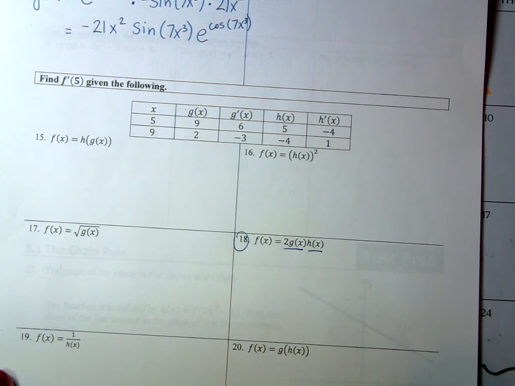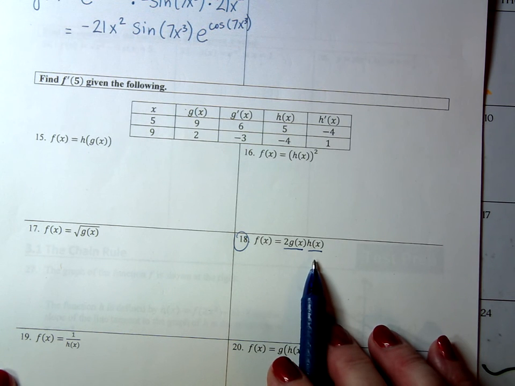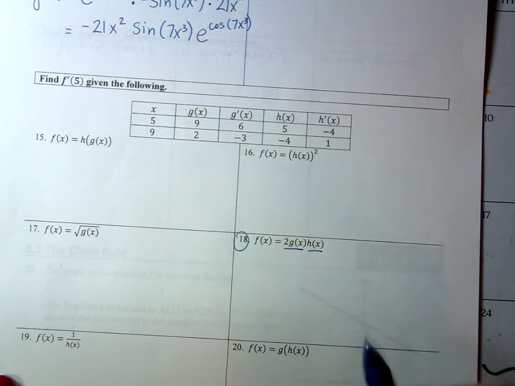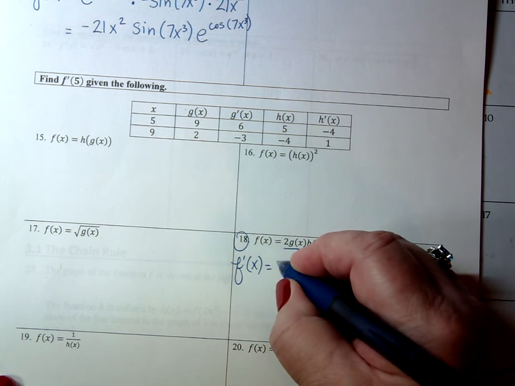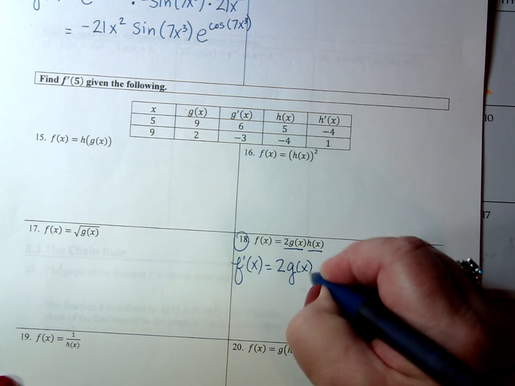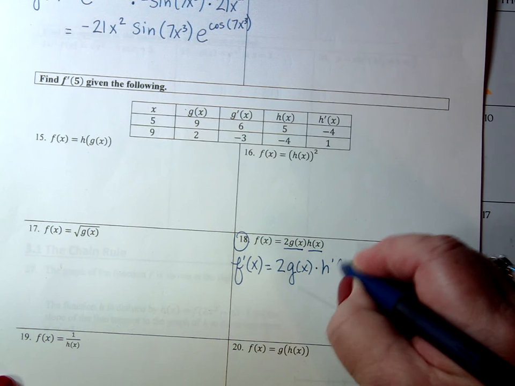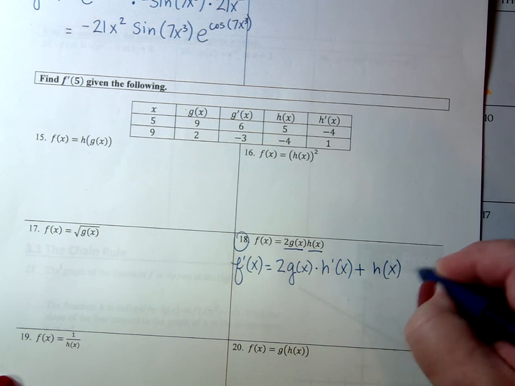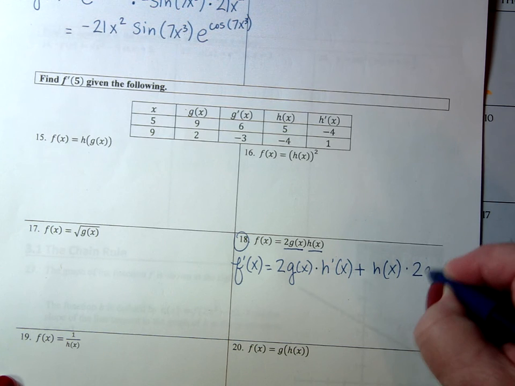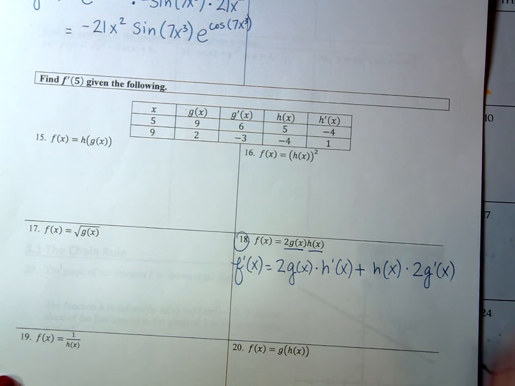And what I'm going to do with that is product rule them. They're being multiplied together, therefore I'm going to product rule it. So I'm going to expand it first. F prime of x: take the first times the derivative of the second plus the second times the derivative of the first. And so there's what your expansion would look like.